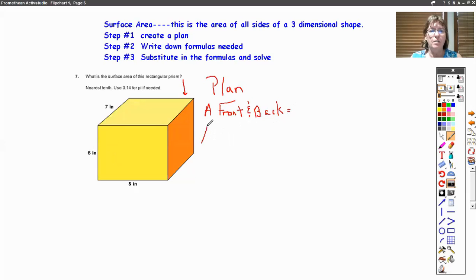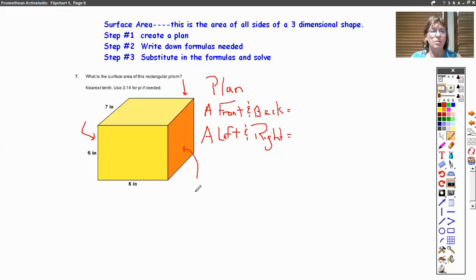Okay, so I'm going to take the area of the front and the back. Okay, and then I'm going to take the area of the left and the right. So here's one side right here, and I know the other side is right over here. So I'm going to take that area of the left and the right. And I always do it in this order, and I think when we do the next problem, you'll see why I do it in this order, okay?